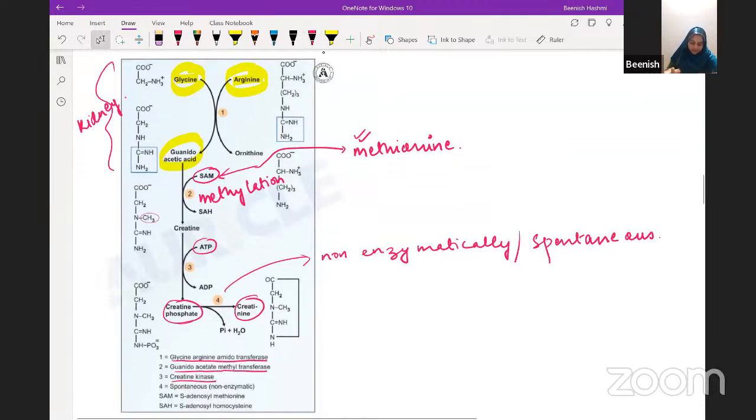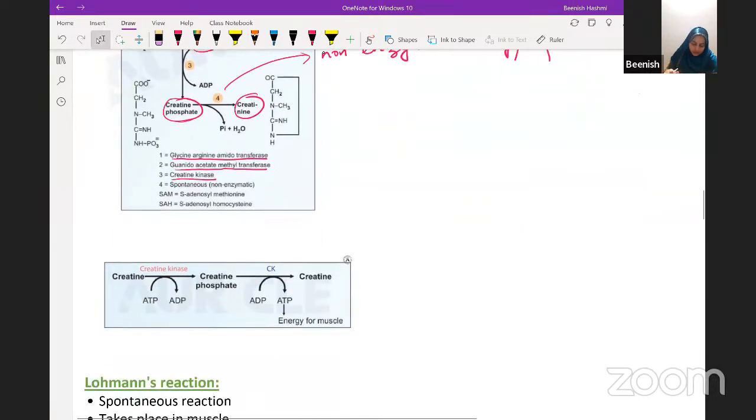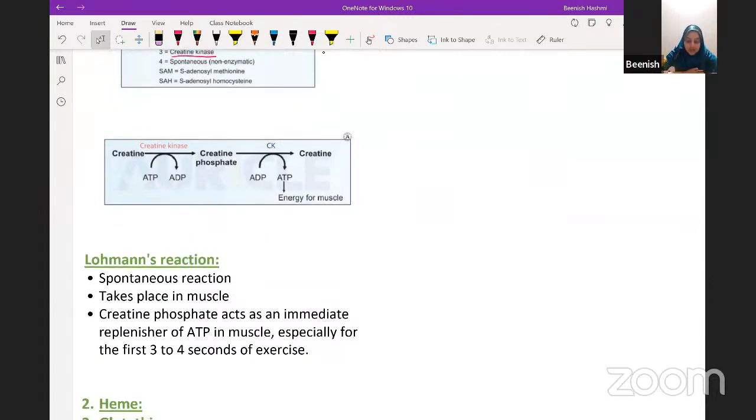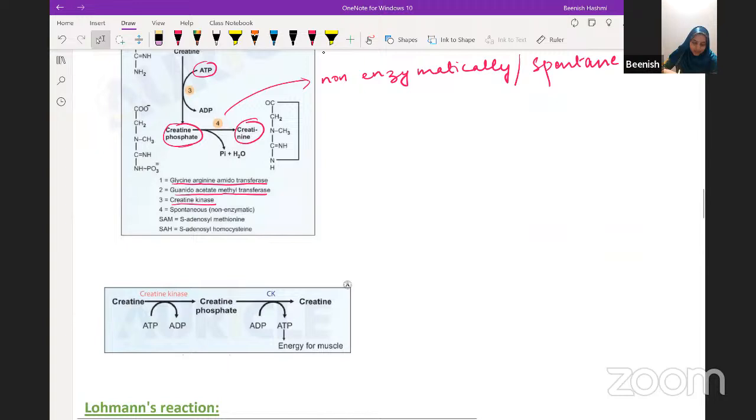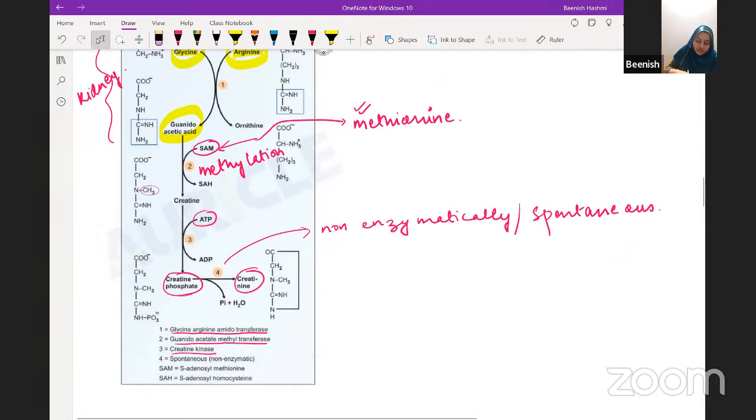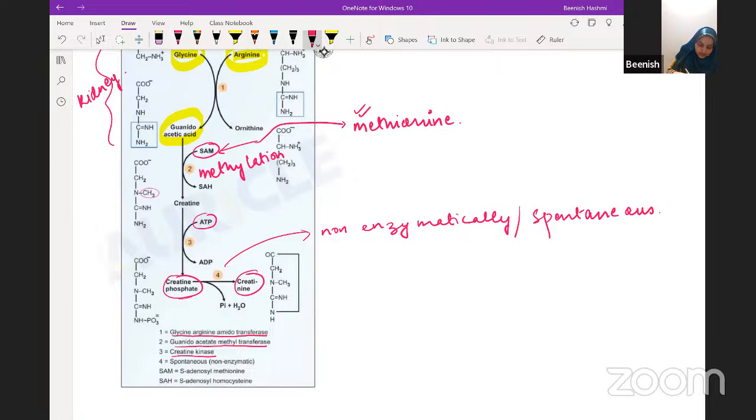So that was about the formation of creatinine. Now this spontaneous reaction does not require any enzymes. And one more thing: the first step, as I said, takes place in the kidney. The second one, this methylation, takes place in the liver. And this last step, the conversion of creatine phosphate to creatinine, which I said takes place spontaneously, takes place in the muscle.